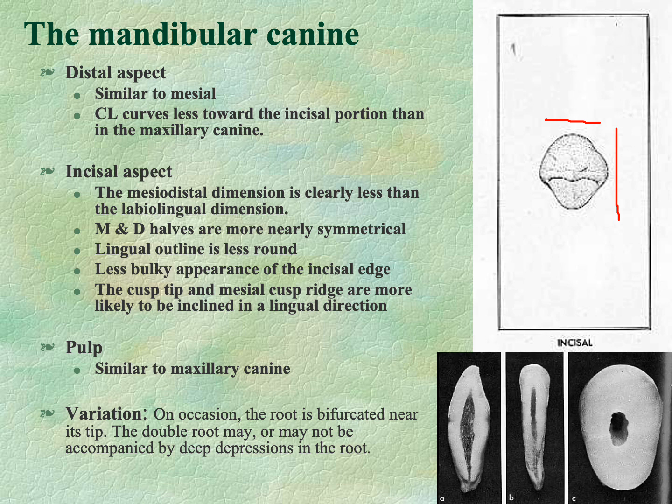Variations in this tooth. On occasion, the root is bifurcated near its tip. The double root may or may not be accompanied by depressions in the root. Double rooted mandibular canines are seen more often here in Jordan. So it would be nice to keep this information in your mind in the clinical years while you are working for patients. Take it in your mind that double rooted mandibular canine is often seen here in Jordan.